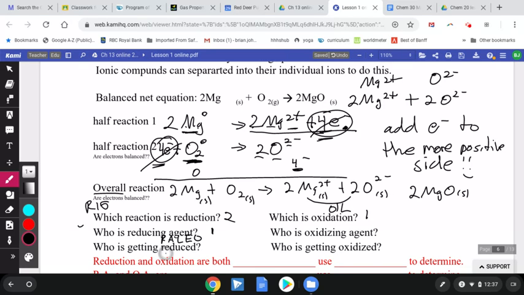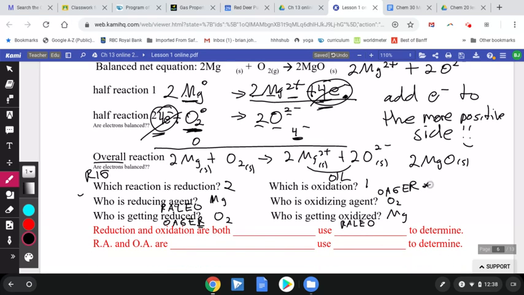Who is getting reduced? Oxidizing agents gain electrons and get reduced. Who's our oxidizing agent gaining electrons? Oxygen is. O2. Oh, I forgot to put who is the reducing agent. I just put reaction number 1, Mg. Who is our oxidizing agent? Okay, oxidizing agents gain electrons and become reduced. So oxygen is our oxidizing agent gaining electrons. Who is getting oxidized? Reducing agents lose electrons and get oxidized. Magnesium. Okay, so you can see how critical it is to understand and use these little sayings to identify and explain.